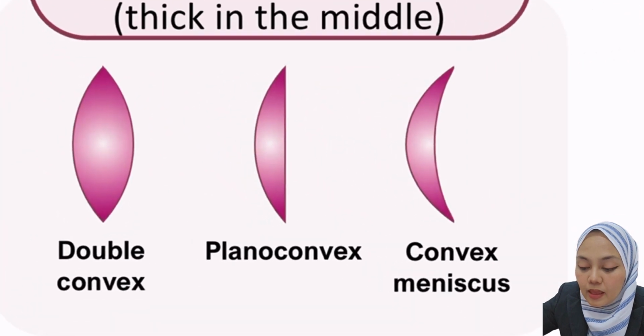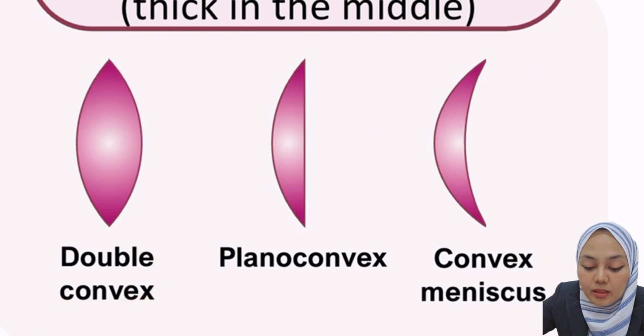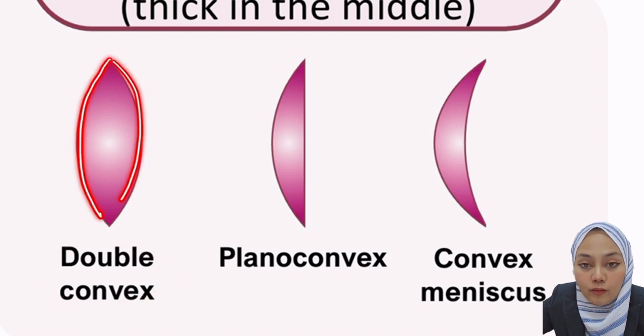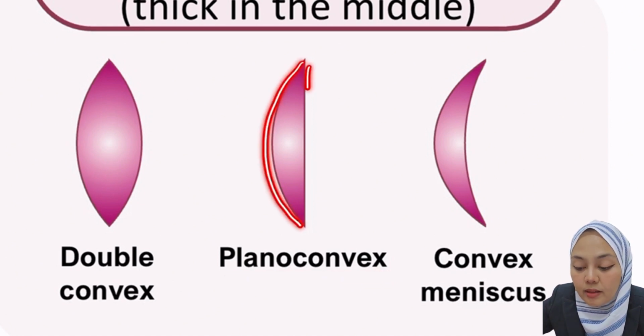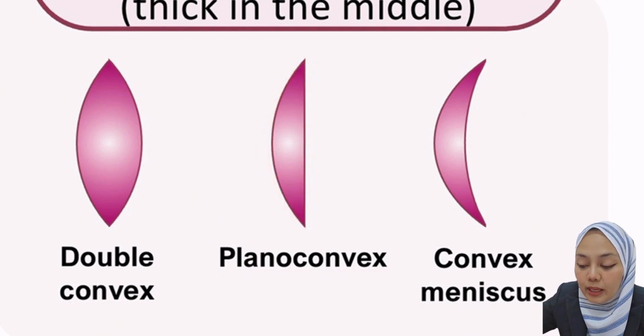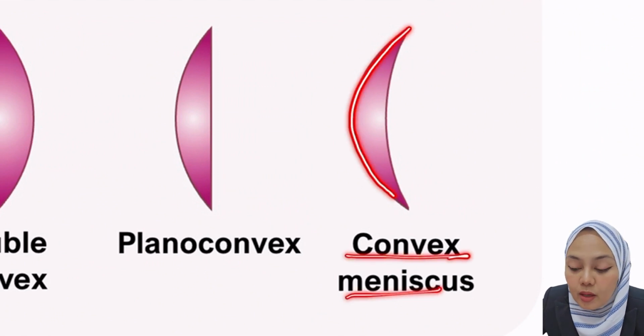Next, we're going to see the names of these lenses. For convex lenses, we have three types. We have double convex, which means that both sides are convex. Plano convex means that one side is convex and the other side is plane, straight. And convex meniscus means that one side is convex while the other side is concave.